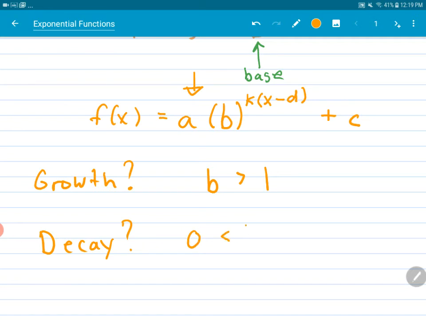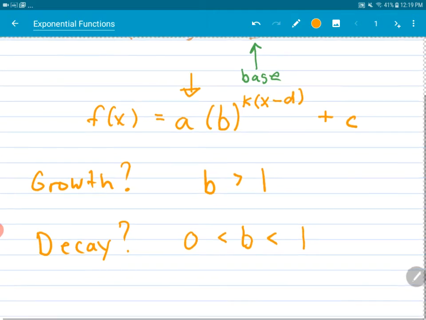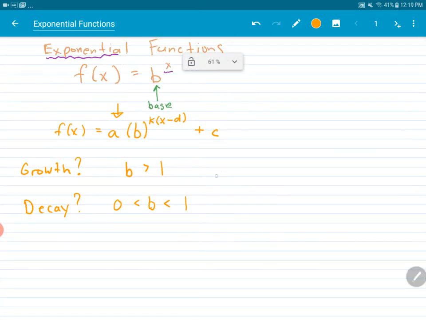But if you pick your base to be a fraction, so something anywhere between 0 and 1, that's also going to give you decay, just in that original form of just the base to the power of x.